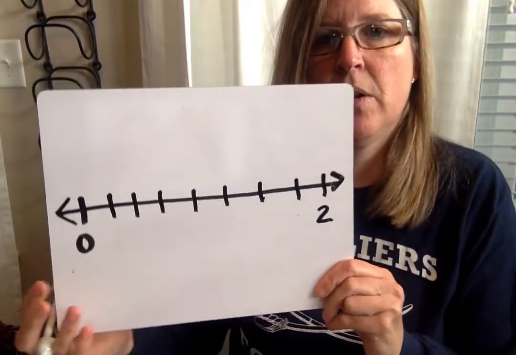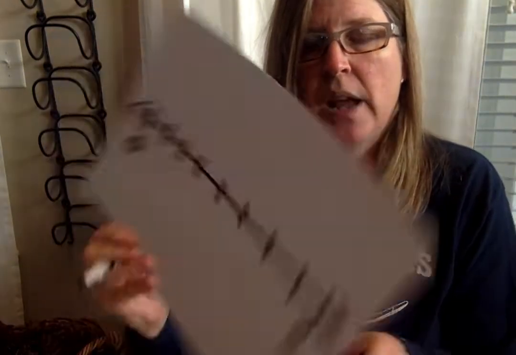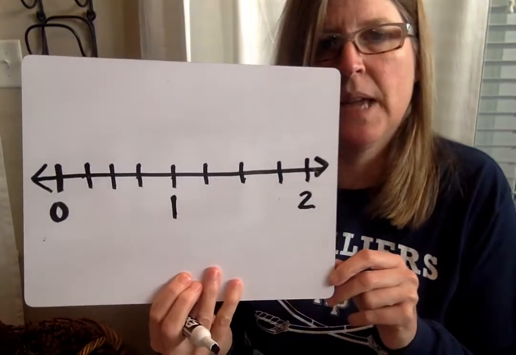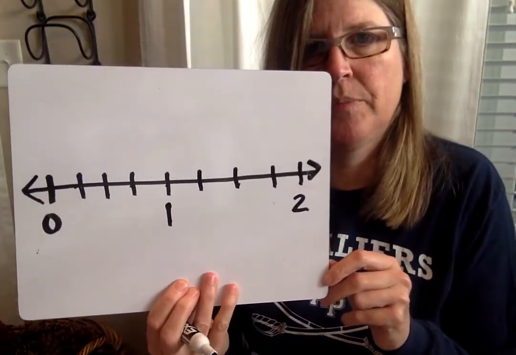All right? And then you're going to notice they have 1, 2, 3, 4, 5, 6, 7, and number 2 is the 8th line. We don't count the line above 0. And so when you get to the 4th line, 1, 2, 3, 4, you are going to write the number 1, because that's halfway between 0 and 2.